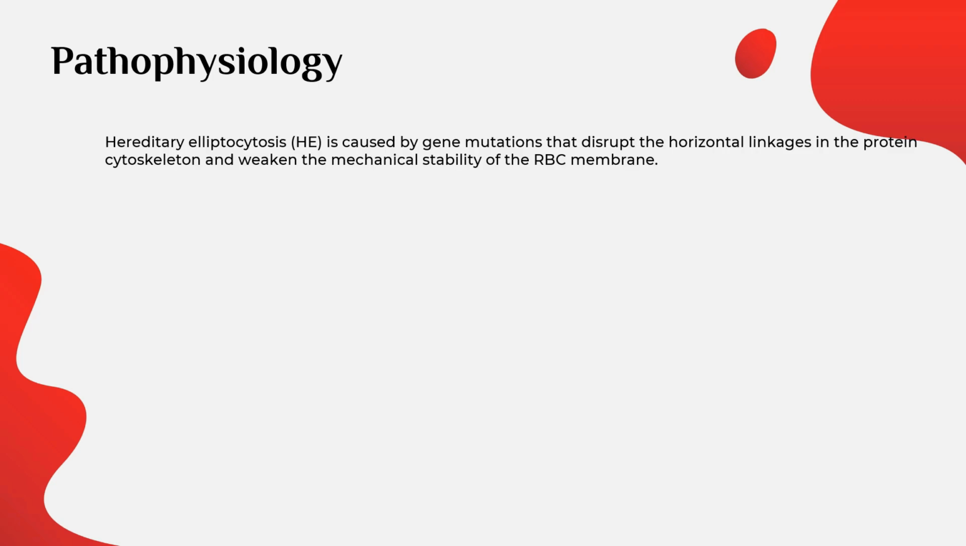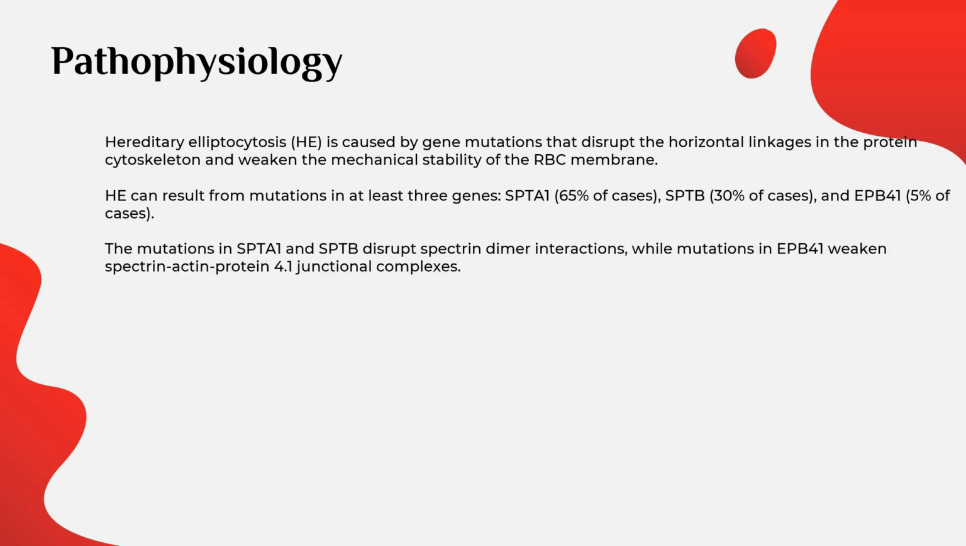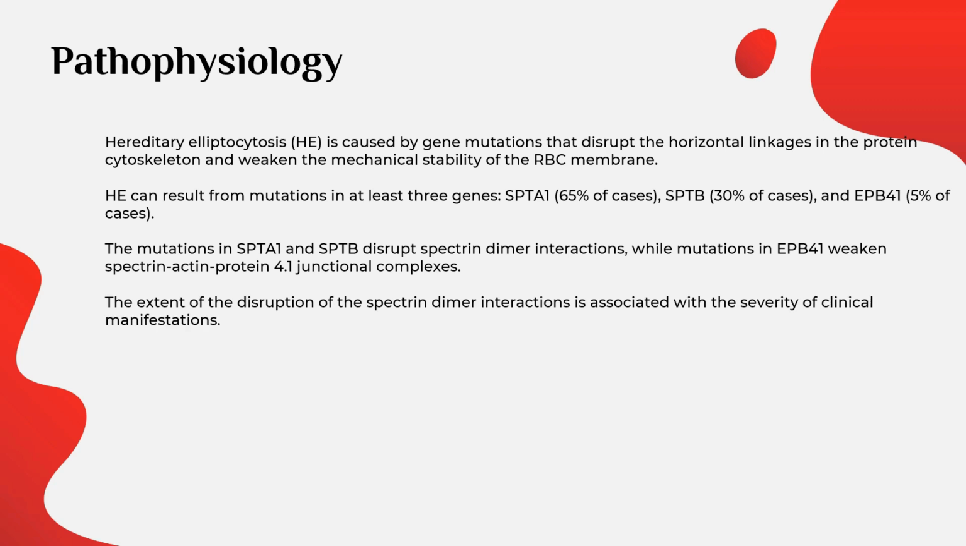Pathophysiology. Hereditary elliptocytosis is caused by gene mutations that disrupt the horizontal linkages in the protein cytoskeleton and weaken the mechanical stability of the RBC membrane. Hereditary elliptocytosis can result from mutations in at least 3 genes. The mutations in SPTA1 and SPTB disrupt spectrin dimer interactions, while mutations in EPB41 weaken spectrin-actin-protein 4.1 junctional complexes. The extent of the disruption of the spectrin dimer interactions is associated with the severity of clinical manifestations.